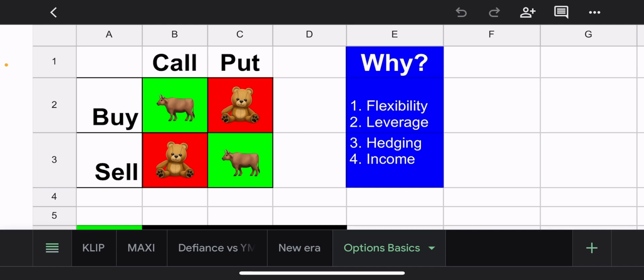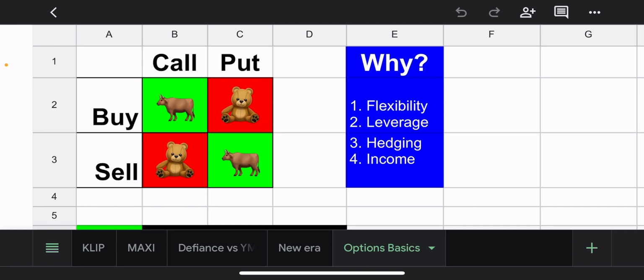But why do people do options? There's four reasons. One is flexibility. Again, we'll get into the details of that. Two is leverage. Three is hedging. And four is income. Okay, so what do I need to know about options to understand options? You need to know four words: buy, sell, call, put. And you need to know what each means.